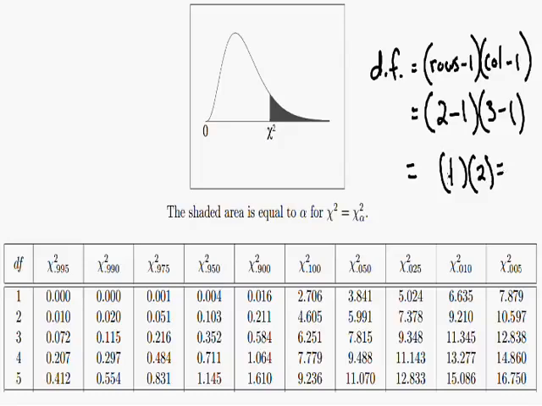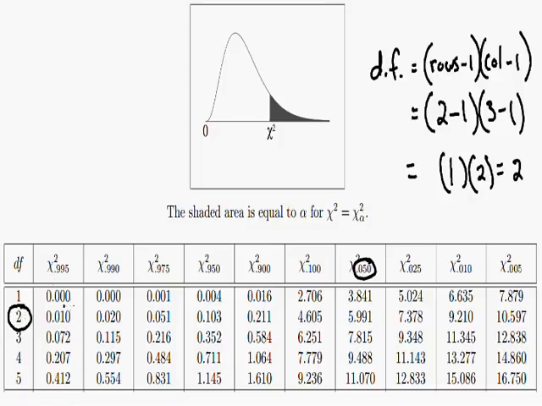So our degrees of freedom is equal to 1 times 2, which is equal to 2. So we're going to use this row in our table with degrees of freedom 2. And we know that our area in the tail is equal to 0.05. The subscript below the chi-squared value is the area in the tail. So this subscript of 0.05 means the area in the tail is 0.05.